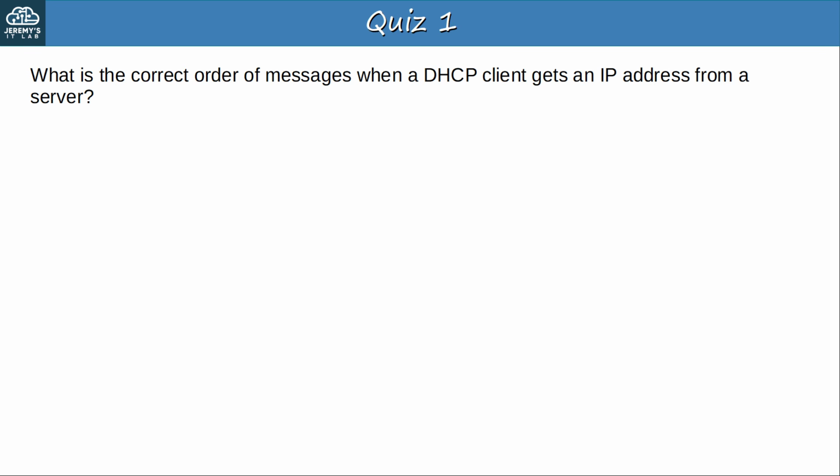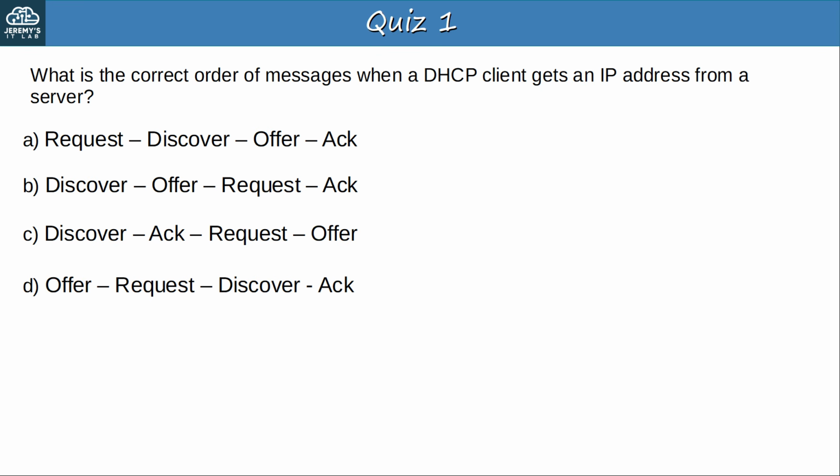What is the correct order of messages when a DHCP client gets an IP address from a server? Here are the options. Pause the video to think about the answer. The answer is B. Discover, Offer, Request, Ack. If you're having trouble remembering the order, remember DORA, DORA. Okay, let's go to question 2.